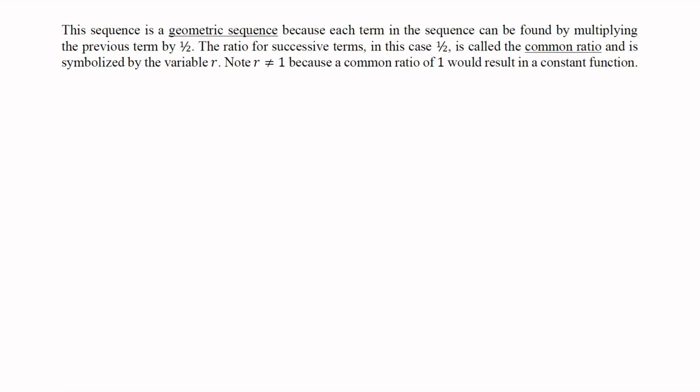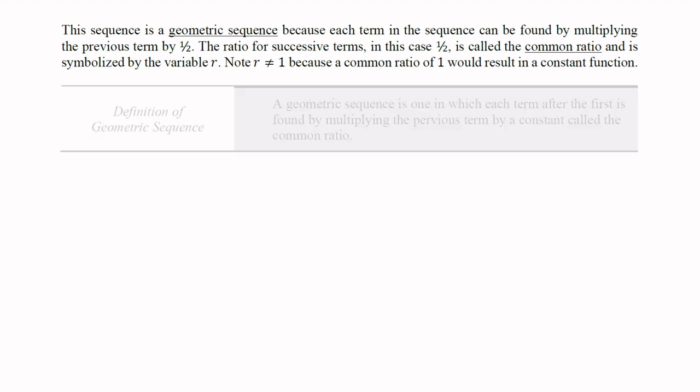This sequence is a geometric sequence because each term in the sequence can be found by multiplying the previous term by 1/2. The ratio for successive terms, in this case 1/2, is called the common ratio and is symbolized by the variable r. Note that r does not equal 1 because a common ratio of 1 would result in a constant function. So r cannot be 1 in a geometric sequence.